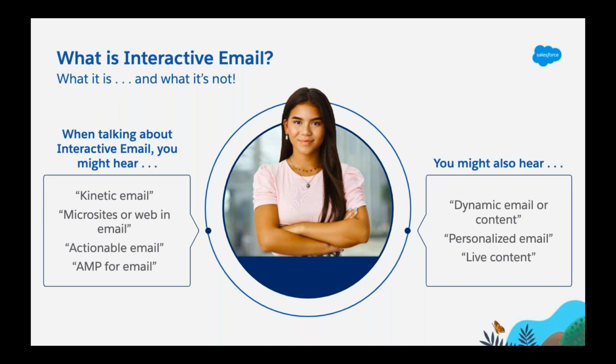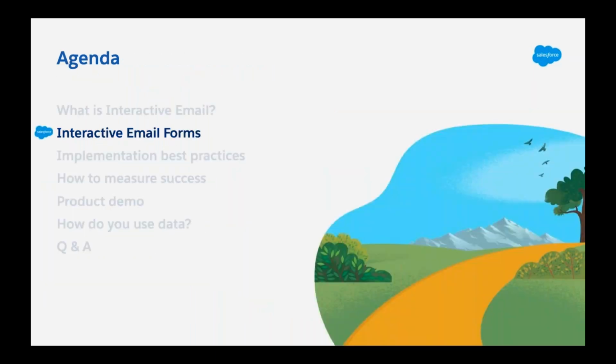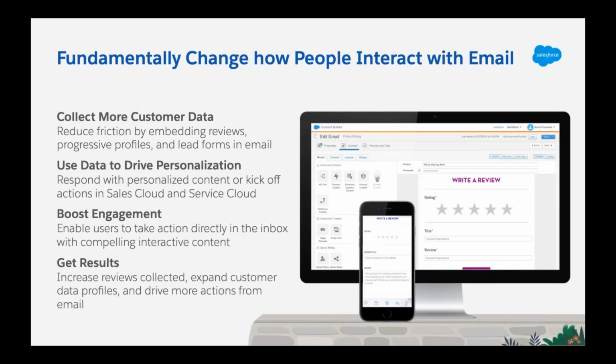These are all words that mean you can take an action in the inbox that doesn't necessarily lead you out of the inbox. So interacting with an image carousel, hotspot, the form entry, all of those things that happen in the inbox. What it's not is dynamic email, dynamic content, personalized content, live content, open time, real time, personalization. Those kind of things are fantastic and we love them, but they're not really interactive email. So there's a lot of interactive email things that we can talk about.